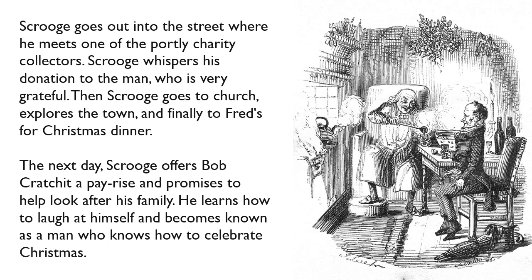And through all of this, he reconnects with people, community, he shows an interest in others, and finally he rejoins his family. The next day, Scrooge offers Bob Cratchit a pay rise and promises to help look after his family. He shows responsibility, social responsibility for the poor and for the family that are directly dependent on Scrooge. He learns how to laugh at himself and he becomes known as a man who knows how to celebrate Christmas and all of its messages.